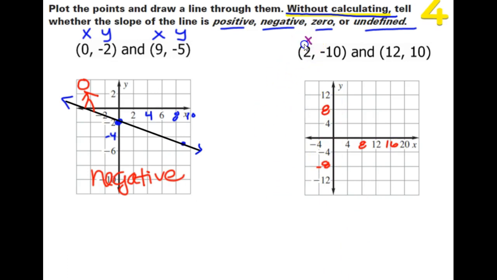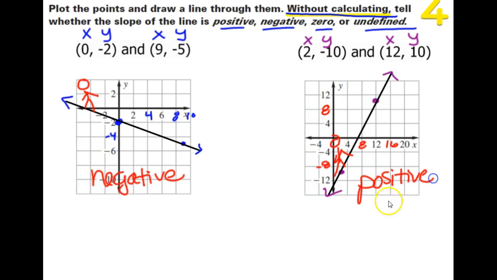So here, x, y, always in alphabetical order. X is 2, so right between 0 and 4. And negative 10 would be between 8 and 12. And then x, y again. X is 12 right here. Y is a positive 10. So I'm going to draw my line through there. Put my arrows on it. This one, our slope man, would be walking really steep uphill. This would be a positive slope.